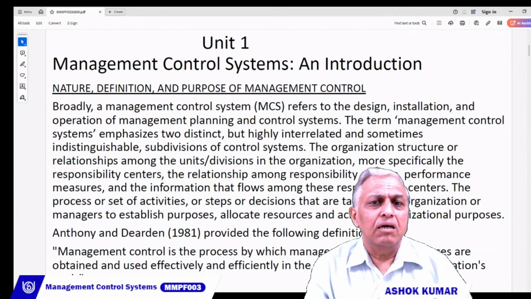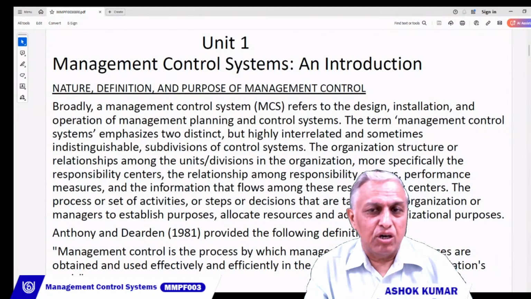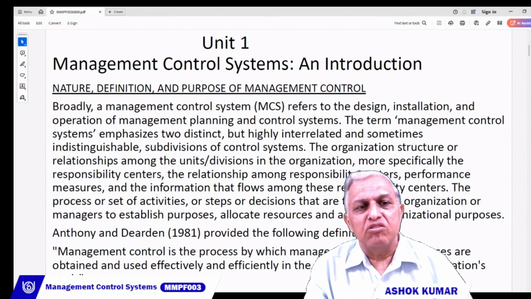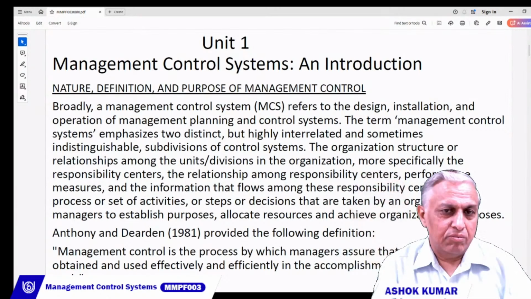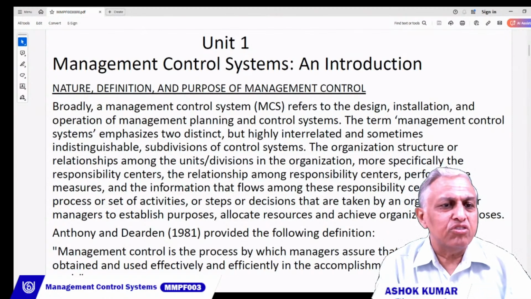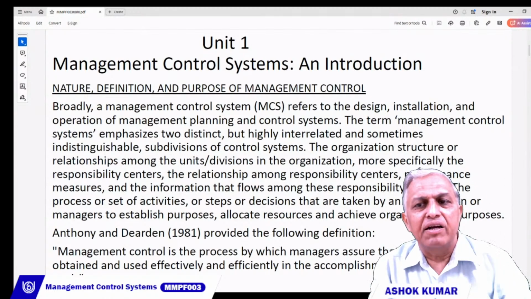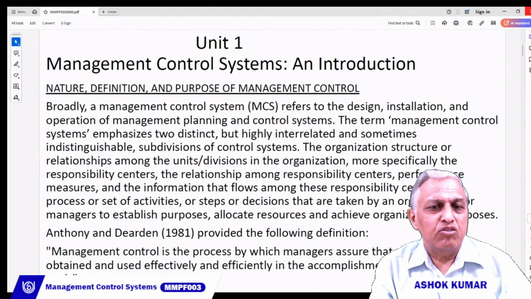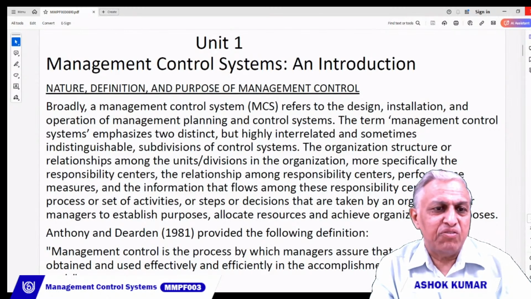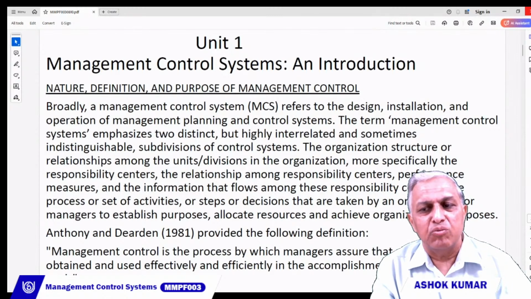Let us first understand the definition and purpose of management control and how it behaves, the nature of it. Broadly, a management control system refers to the design, installation, and operation of management planning and control systems. The term emphasizes two distinct but highly interrelated and sometimes indistinguishable subdivisions of the control system: the organizational structure, or relationships among the units and divisions, more specifically the responsibility centers, the relationship among responsibility centers, performance measures, and the information that flows among these responsibility centers.